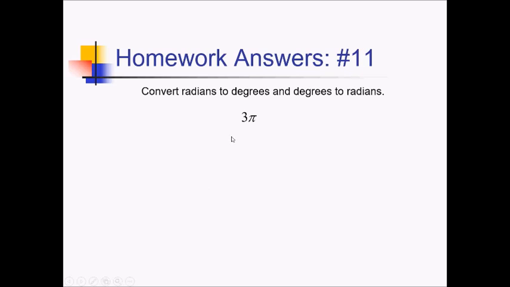For this one, I'm trying to convert 3 pi radians into degrees. So let's multiply by 180 over pi. Pi's cancel, so we just have 3 times 180, which is 540 degrees.